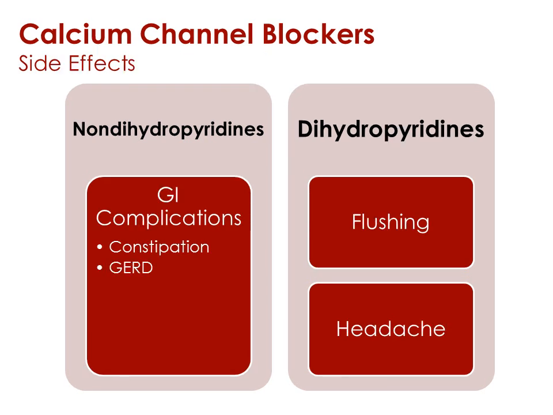Some side effects of non-dihydropyridine calcium channel blockers include GI complications such as constipation and GERD. Some side effects of dihydropyridine calcium channel blockers include flushing and headache. Counsel your patient to contact you or their primary care provider if these side effects occur and are intolerable so you can switch to another medication.